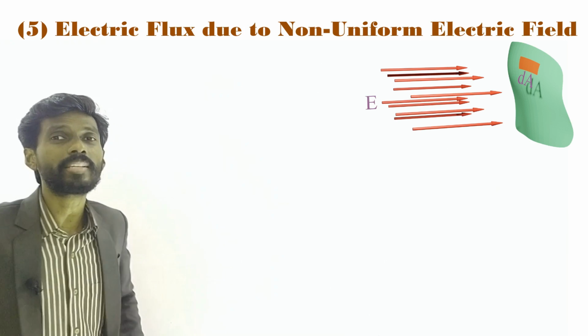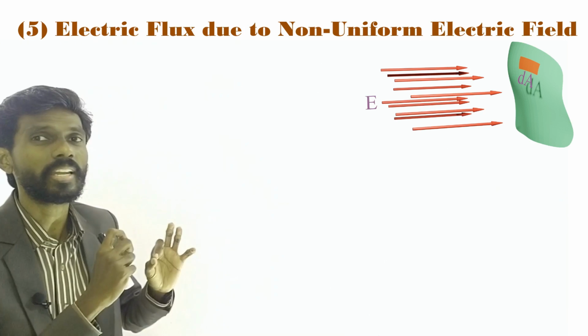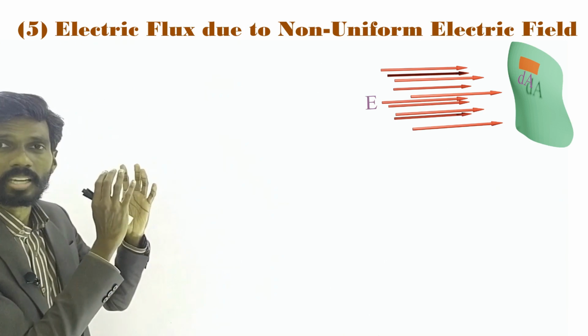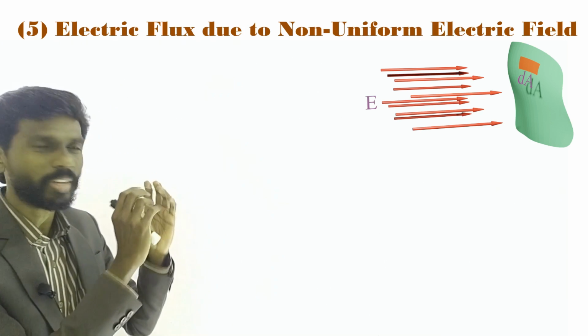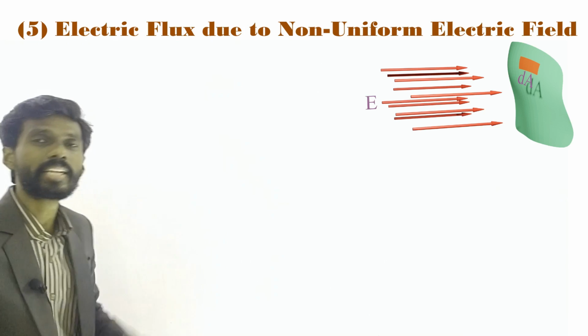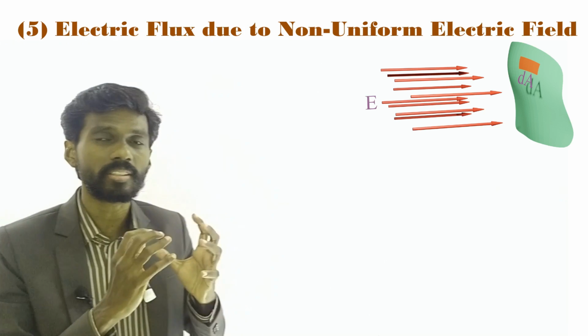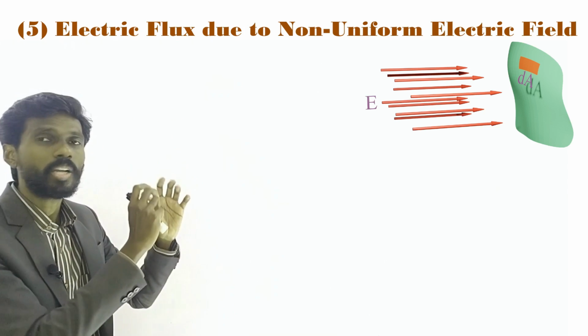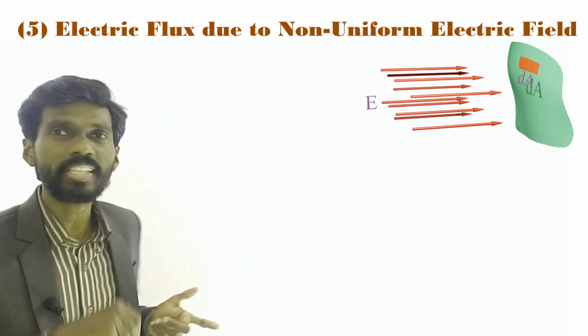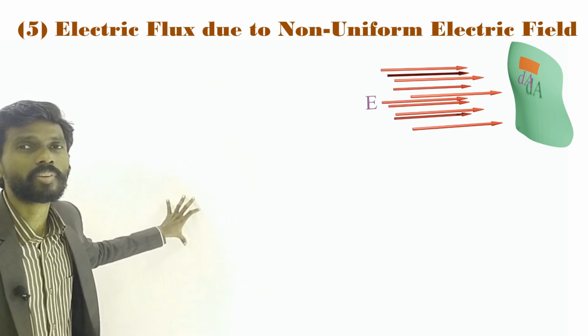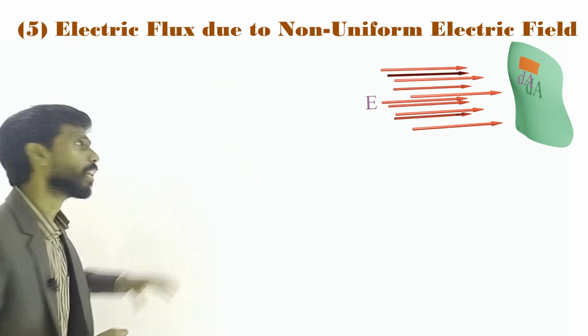Now we will find the electric flux through this area, because on this surface the electric field is constant, because this is a very small area. So we can take the electric field to be constant on this surface. We will find the electric flux only through this area, and by doing integration we will be able to get the electric flux through the entire surface. Alright, so let us find it.